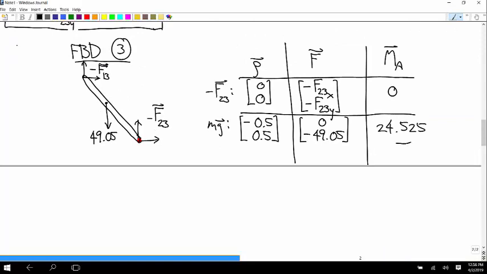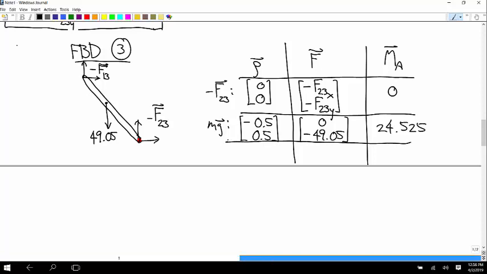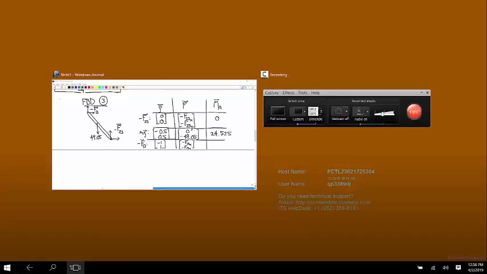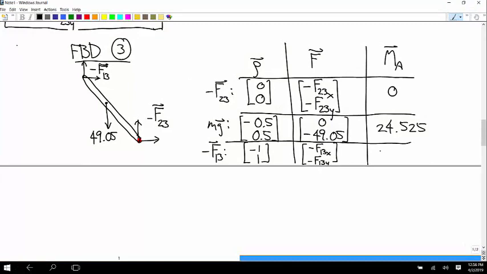And then the last force is negative F13. The rho vector is negative 1, 1. The force is negative F13x, negative F13y. And the cross product is F13y plus F13x.